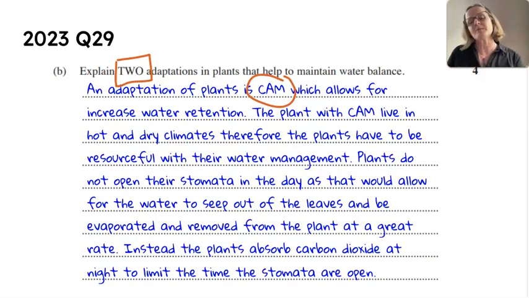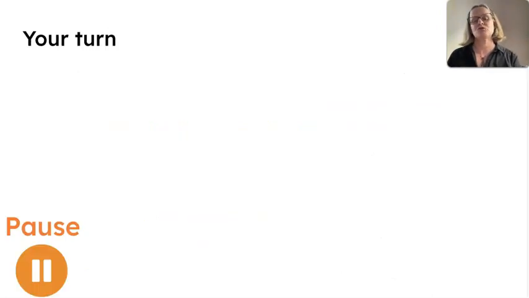So they've run out of room, they've written lots, but they've probably done more than they needed to do for that first one. They needed to write a response which included another adaptation. So when you are writing your response for this question, make sure that you remember those plurals and write about 2 things. Give it a go.